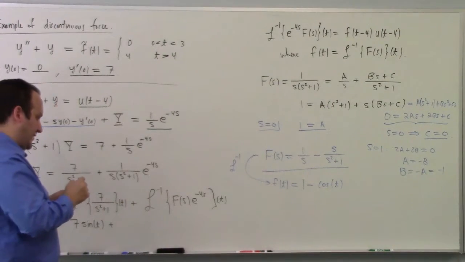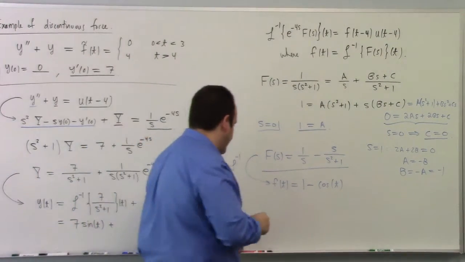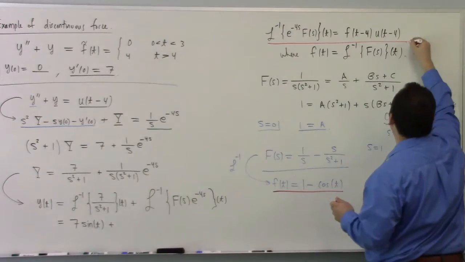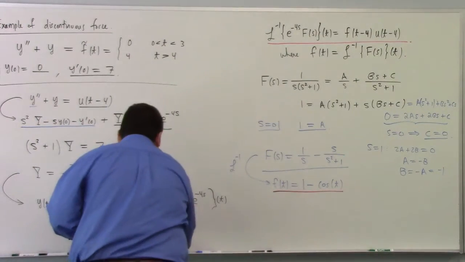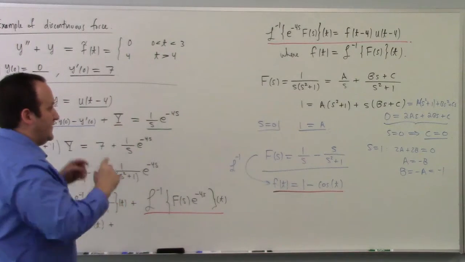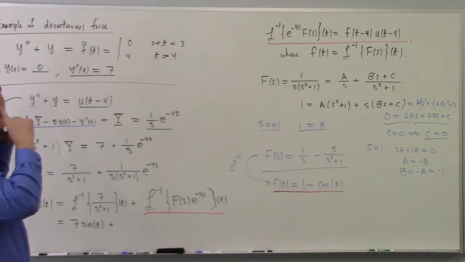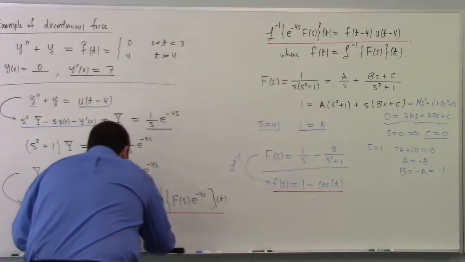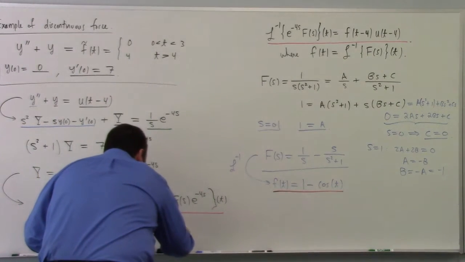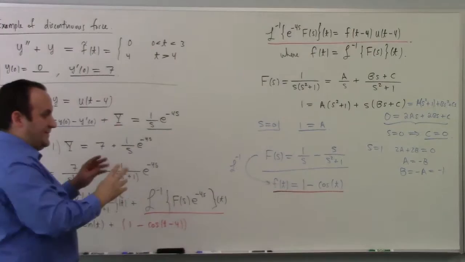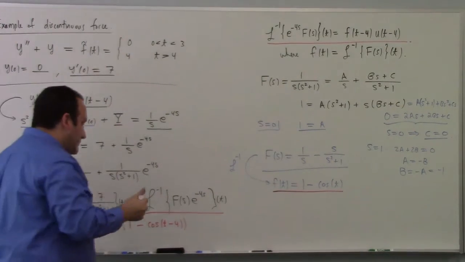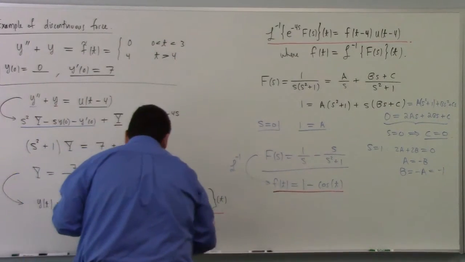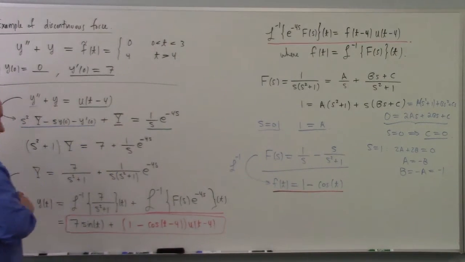All right. Now here's where the thinking comes in. We got f of t is this, right? We're using this identity right here, and that's going to allow us to calculate this right here. So I go, okay, I need f of t minus 4. So plus parentheses, 1 minus the cosine of t minus 4. That's my quote-unquote f of t minus 4. And then, unit step function, t minus 4. And there you go. That's the answer.